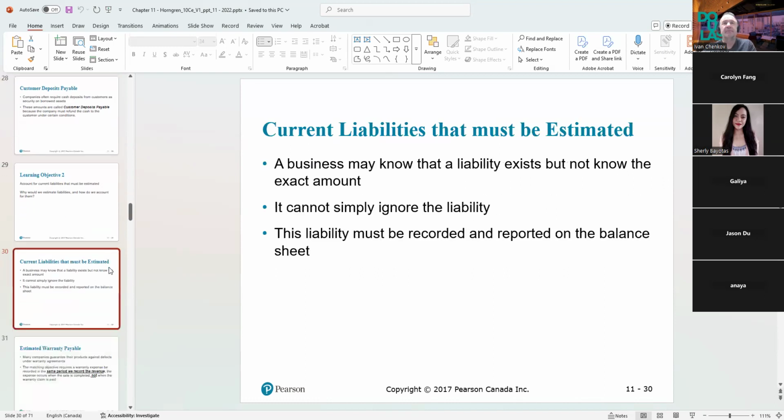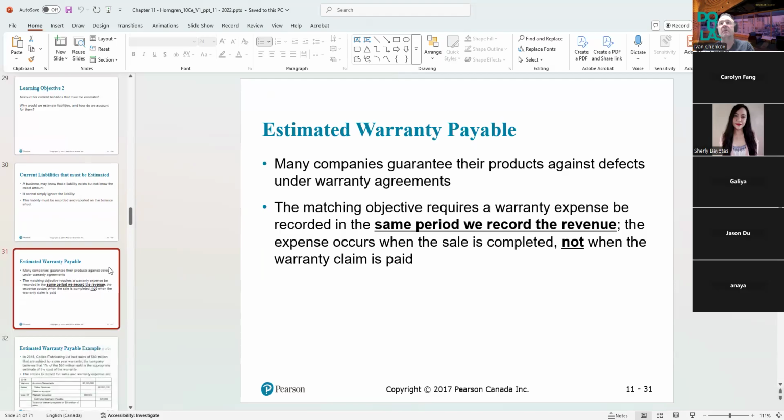So let's see the next one. Current liability which has to be estimated. In business, sometimes we know that there's a liability. The question is, we don't know exactly how much it is. The fact that we know there's a liability and we don't know exactly how much it is doesn't change the fact that we have to record it. We have to do our best estimate. A perfect example will be warranty payables.